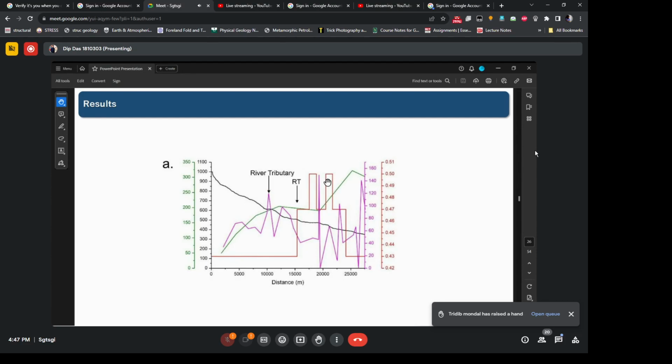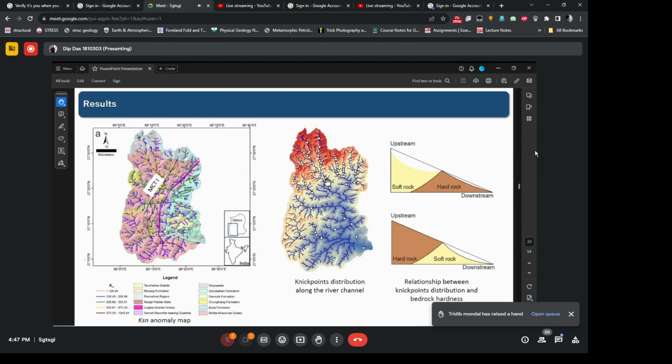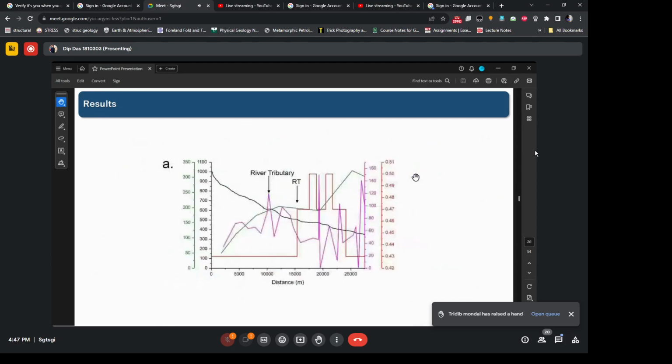In that case, if I look at this diagram here, this is the scenario: from a soft rock to a hard rock. In the downstream direction, in the upstream of the hard rock, we'll see a steep segment within the river channel.